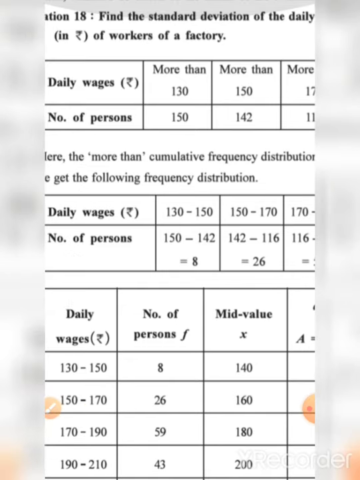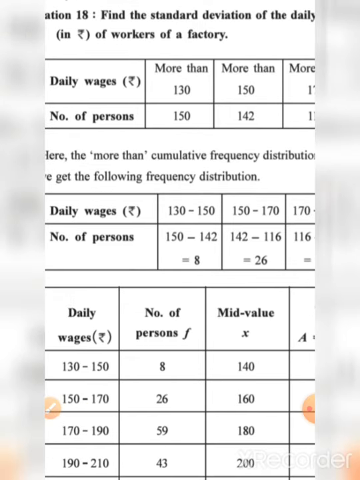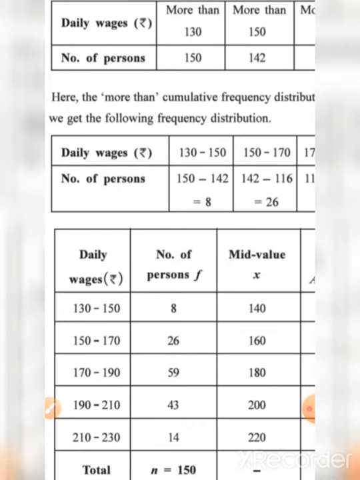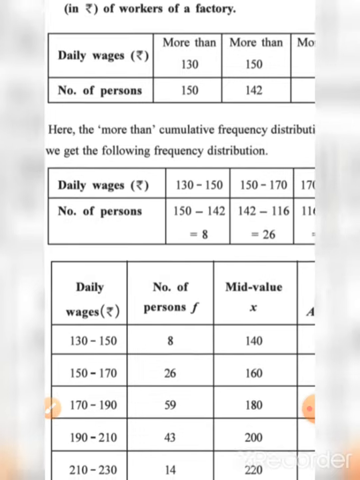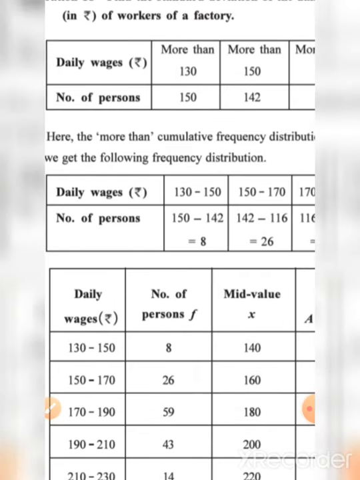So we can say it is a regular type of continuous frequency distribution, where the class length is the same for each and every class. Below it you would find the table which has been given to you, those two rows of daily wages and number of persons. They have been converted into the normal continuous frequency distribution.